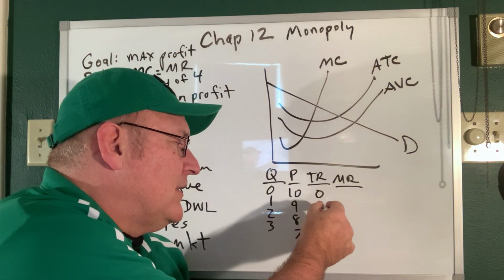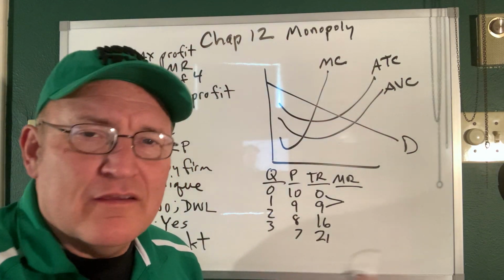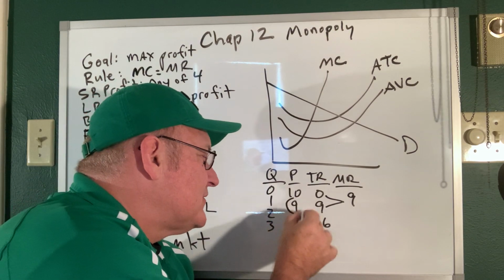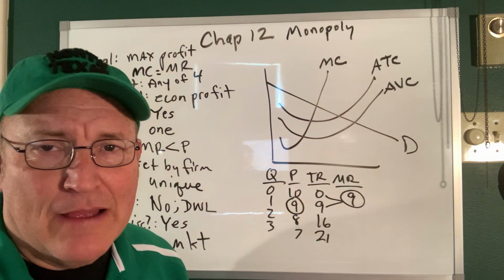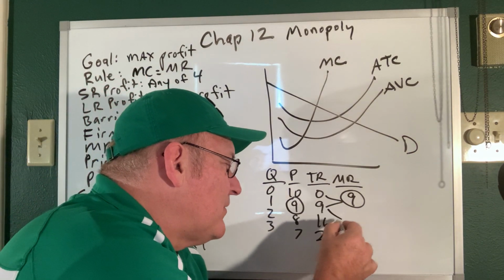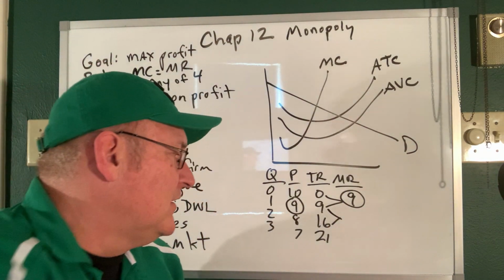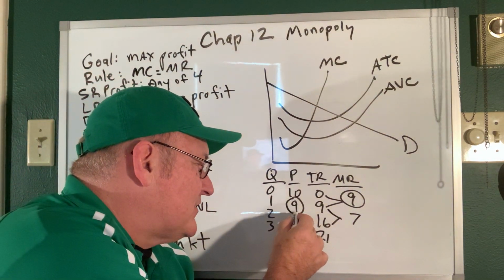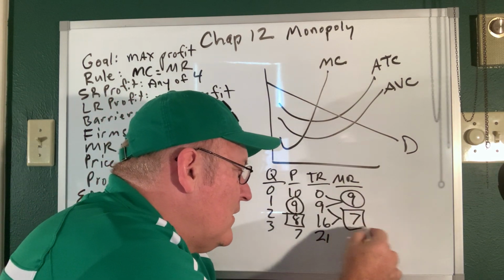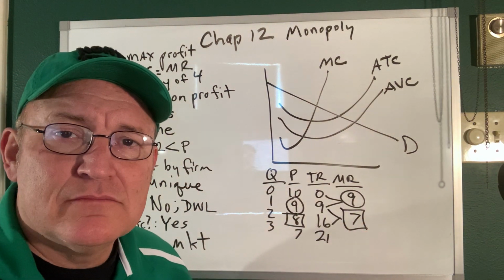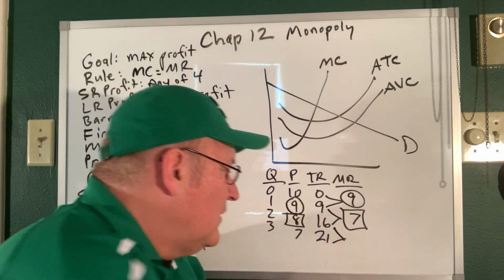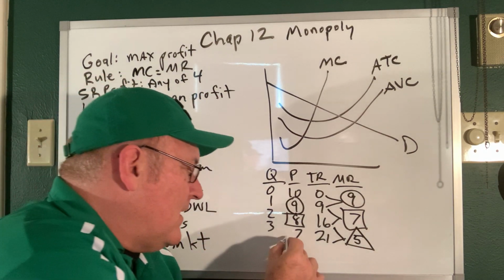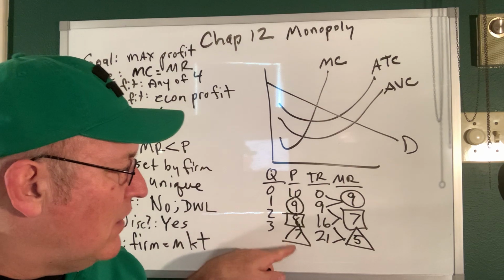Now, marginal revenue is the difference. So 9 minus 0, the marginal revenue of that first quantity is 9. So the price and the marginal revenue are the same. But look what happens to the marginal revenue of the second unit. So 7. So the price of the second unit is 8, and the marginal revenue is slightly below that price. What about the marginal revenue of the third unit? 5. Again, marginal revenue is below the price.